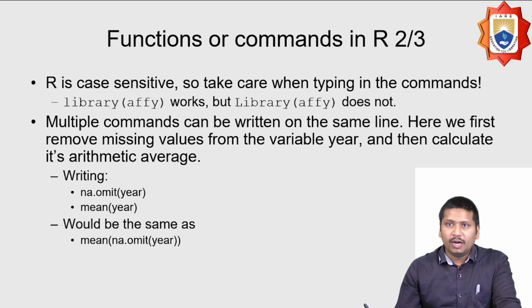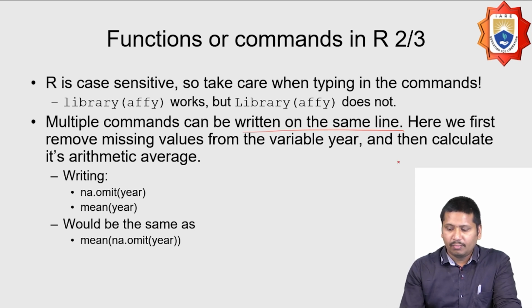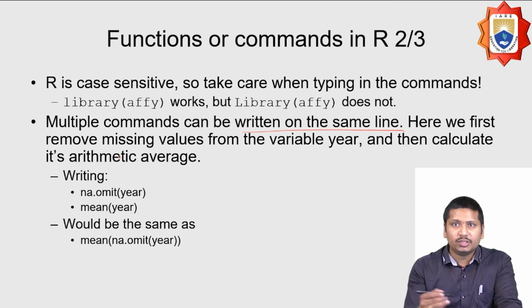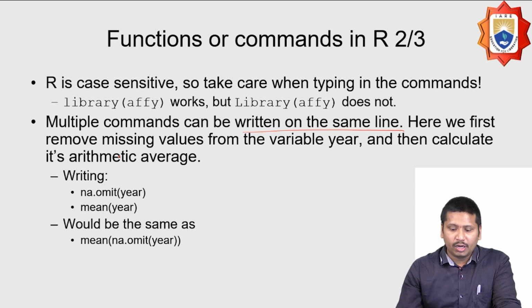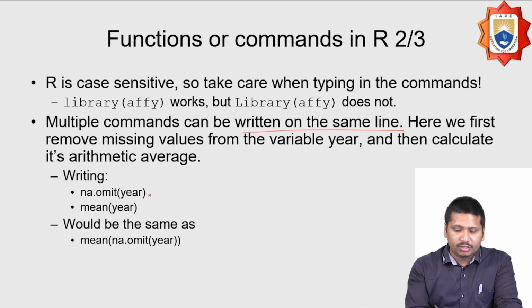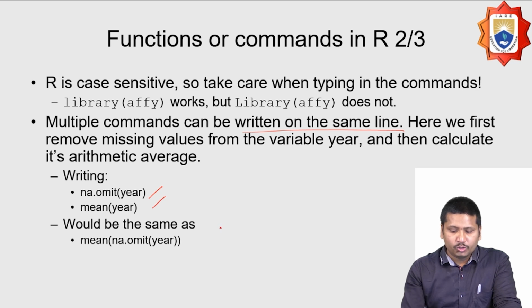So here multiple commands can be written on the same line. Here we first remove the missing values for the variable, and then we calculate the arithmetic average, like writing mean of na.omit, and it should be the same as the mean of omit of that, like this.